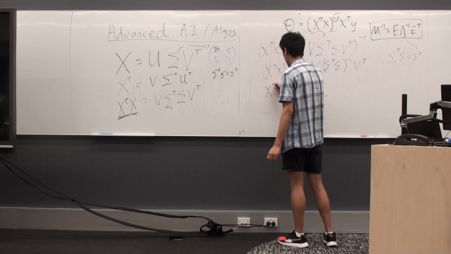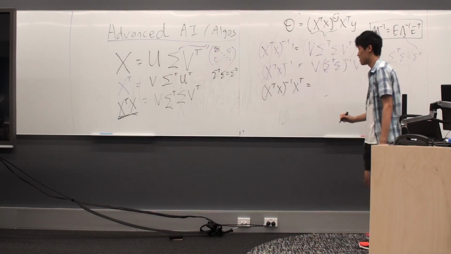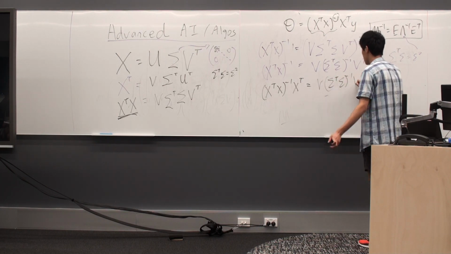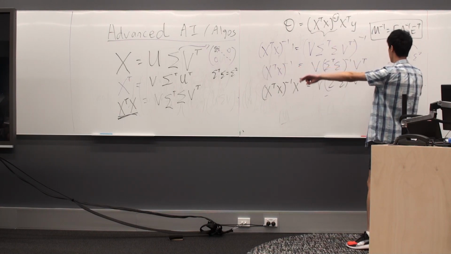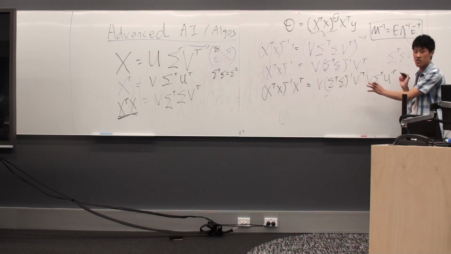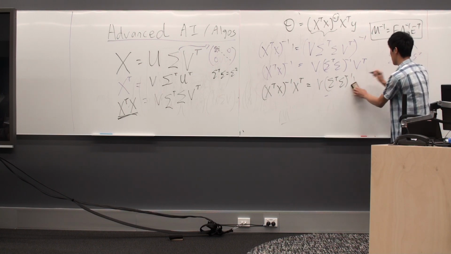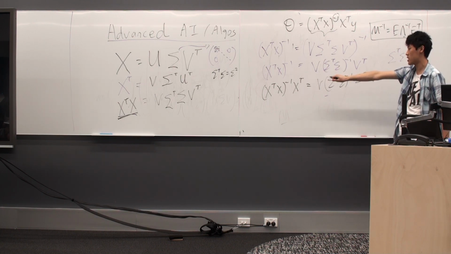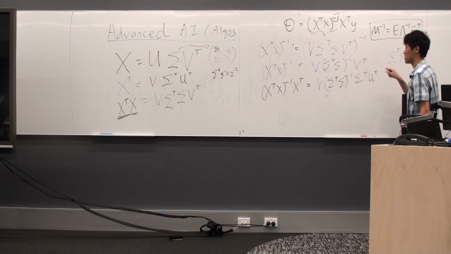What's x transpose x inverse times x transpose? Well, it's v sigma inverse v transpose. So what's x transpose? V sigma transpose u transpose. Remember what's v transpose v? The identity, delete that. Right, now we have x transpose x inverse x transpose is equal to v sigma transpose sigma inverse sigma transpose u transpose.